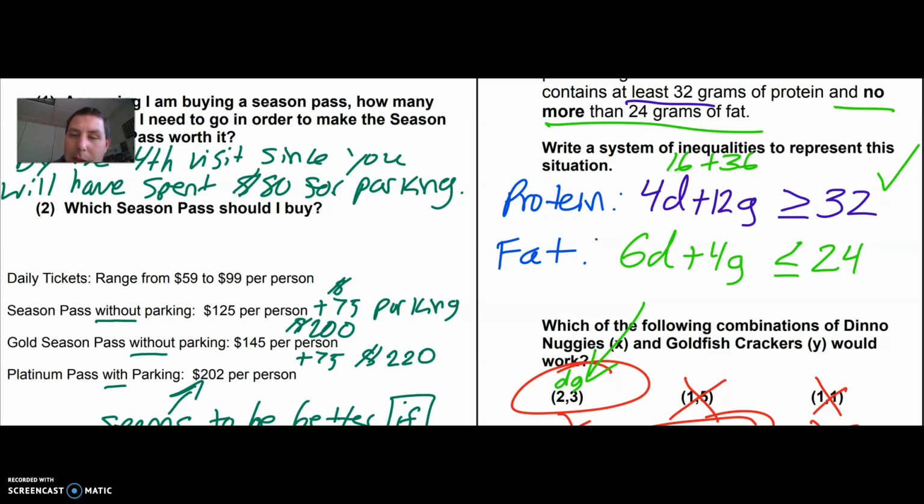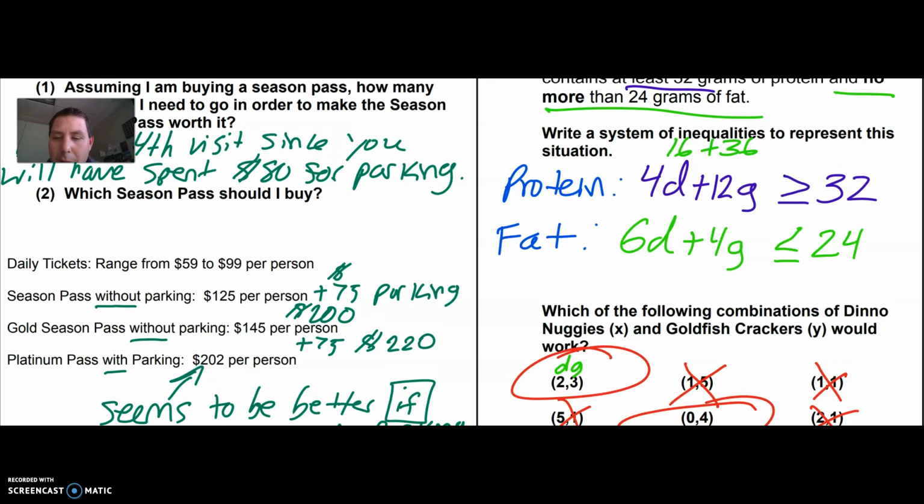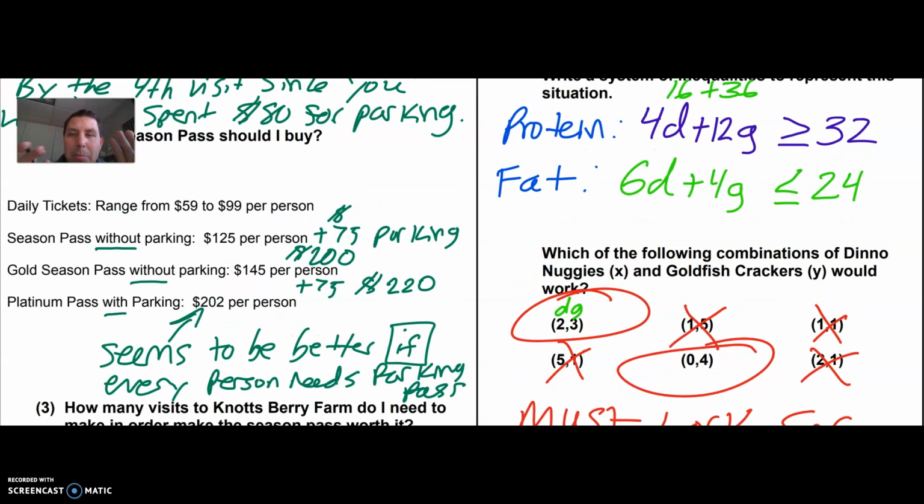If I plug it into the bottom one, 6 times 2, that is 12. Plus 4 times 3, which is also 12. That does equal 24. So does it work? Yes. So I know that the 2, 3, in other words, 2 servings of Dino Nuggies and 3 servings of goldfish, satisfy that system. So therefore that one works. You'll see all of them except the 0, 4 and the 2, 3 will not work because it must work for both. And the way that you can check them is by plugging in.